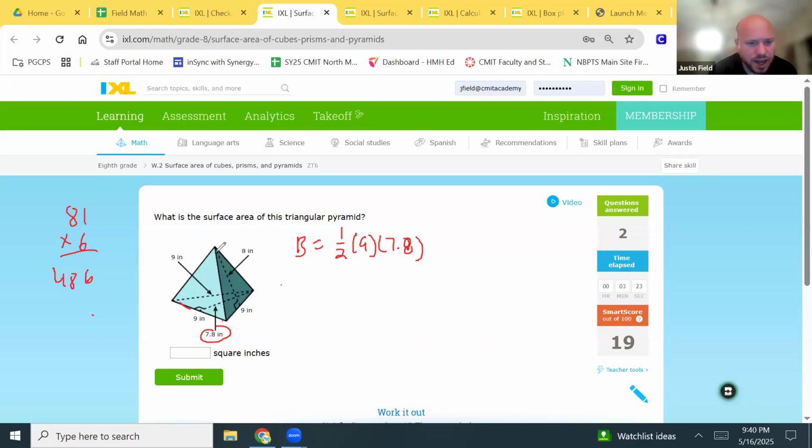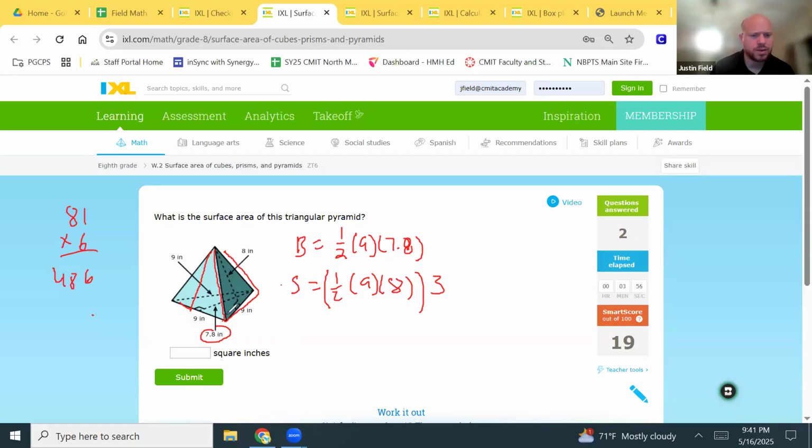And then the sides, so this side right here is 9, and then the height is 8. So the side is 1/2 base 9 again, but the height is 8. And I think that's going to be true for all 3 sides. So we can take whatever we get here and multiply it by 3 because there's 3 sides.